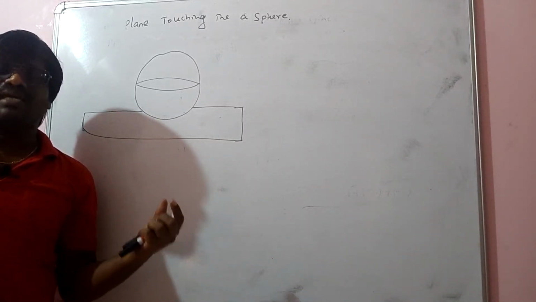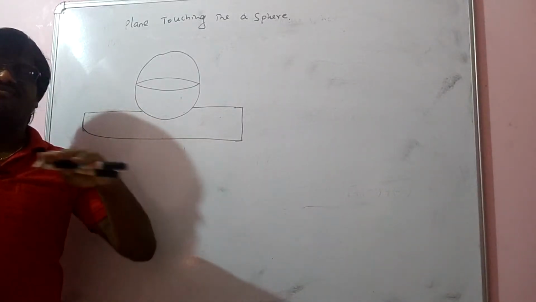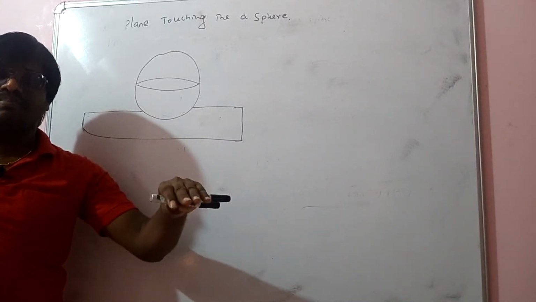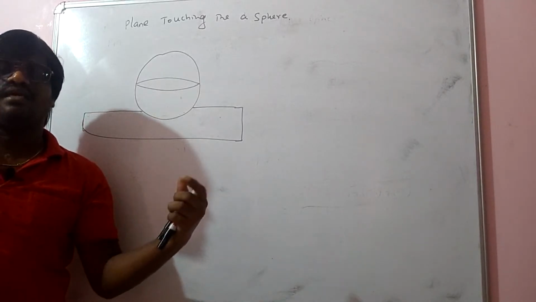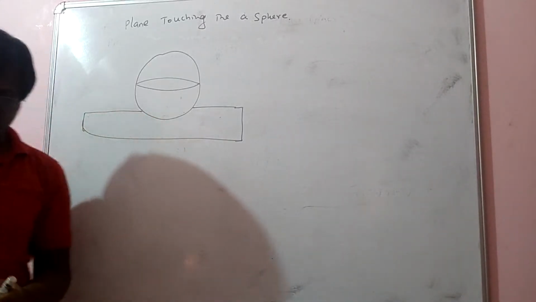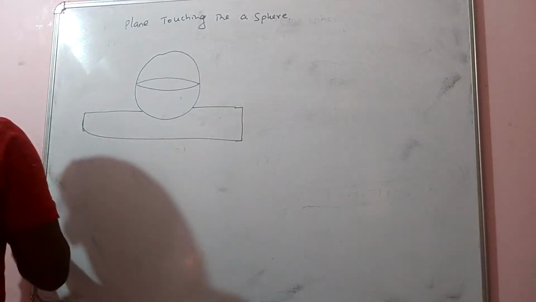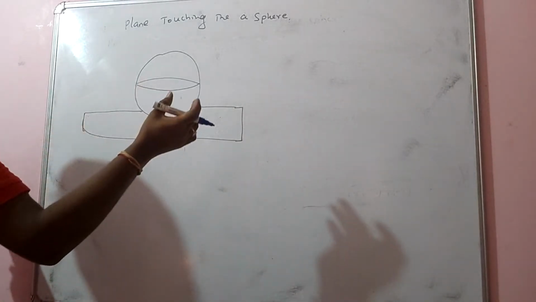If the table is a plane and the ball is a sphere, then the ball is touching the plane. That is the concept I am explaining to you. Now I'll write the equation, though without the equation also you can do it.